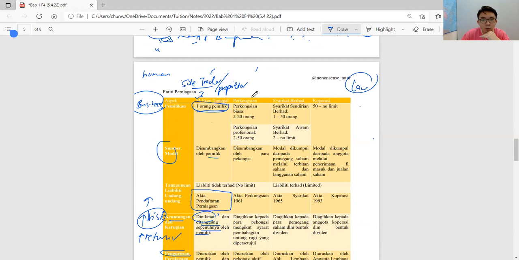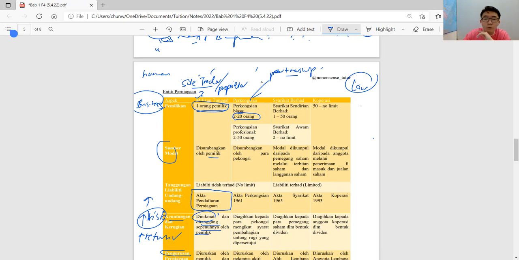Okay, then now we go to perkongsian. Okay, perkongsian means partnership. Kongsi what? Partnership in English. Okay, so trader, this is partnership. Okay, so there are two kinds of perkongsian. A normal type of partnership. So the pemilik, the boss can be 2 to 20 people. All right, can be 2, maximum 20.